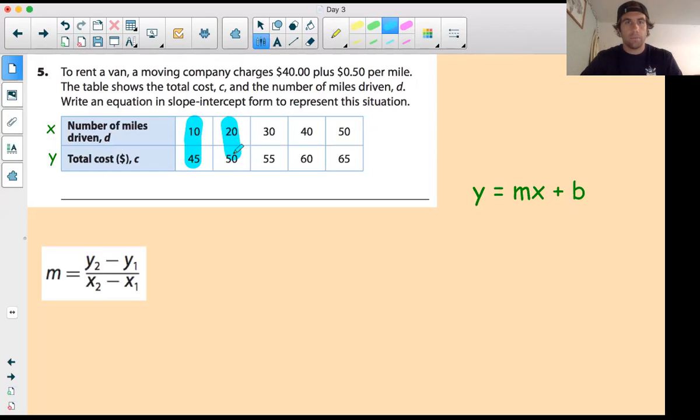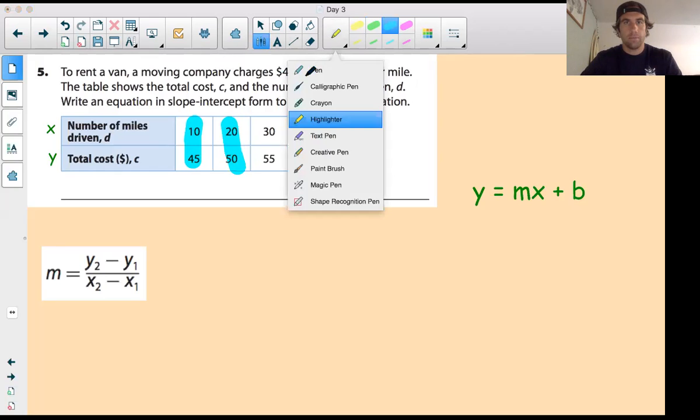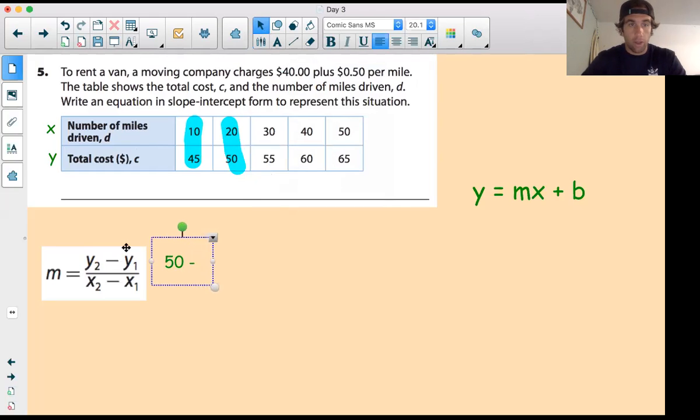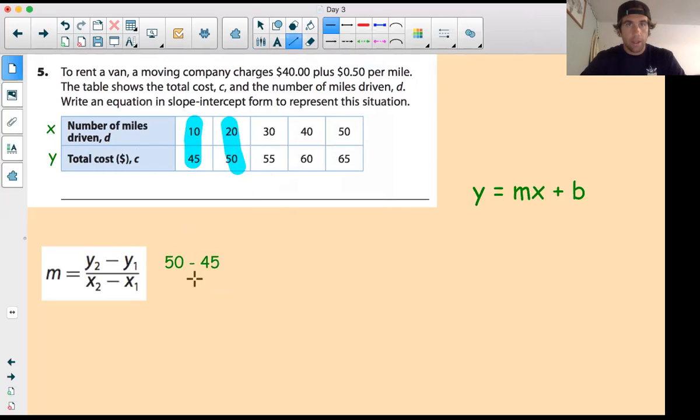Okay, here we go. Now I simply plug in. So what's y2? Well, we'll go to my y. My second y is 50. So I do 50. It's always minus. That's the formula. Look, what's the first y? 45. Okay. I make a nice little line. And then what's my second x? Because now it's over, x's are in the bottom. Then x is 20 minus 10.